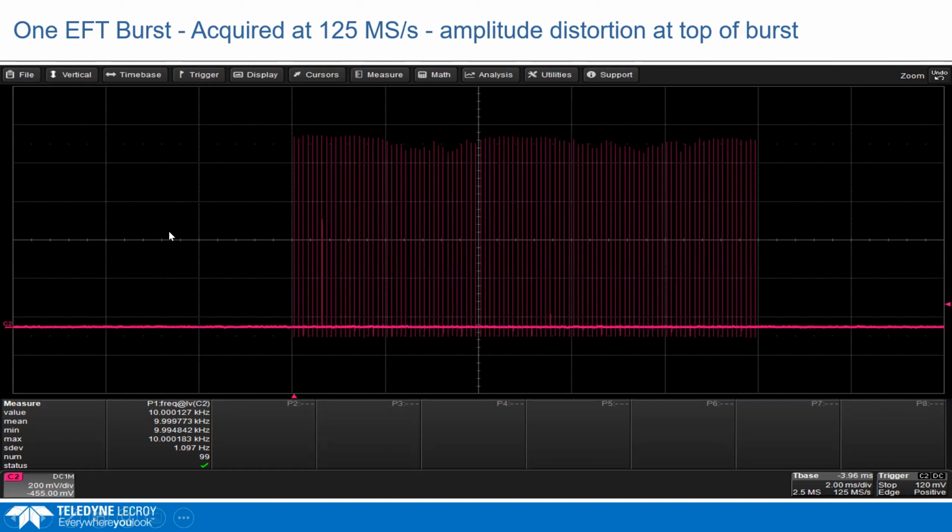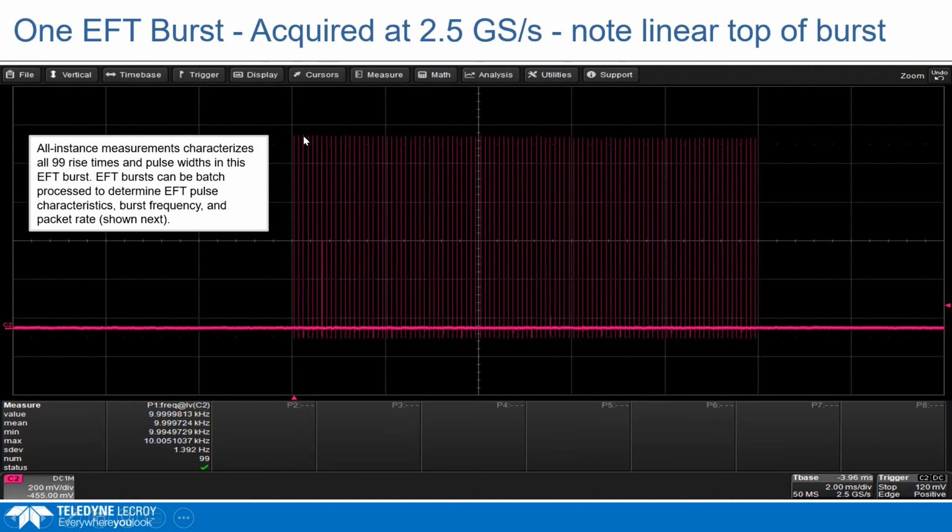But here I could see some amplitude modulation. So this actually happened in the lab when I hooked it up, 125 megasamples per second. The EFT pulse is amplitude modulated along the top. And so I took a look at it and raised the sample rate up to 2.5 gigasamples per second. Now we're almost at 6 orders of magnitude oversampling. So it's about as high oversampling situation as one could run into.